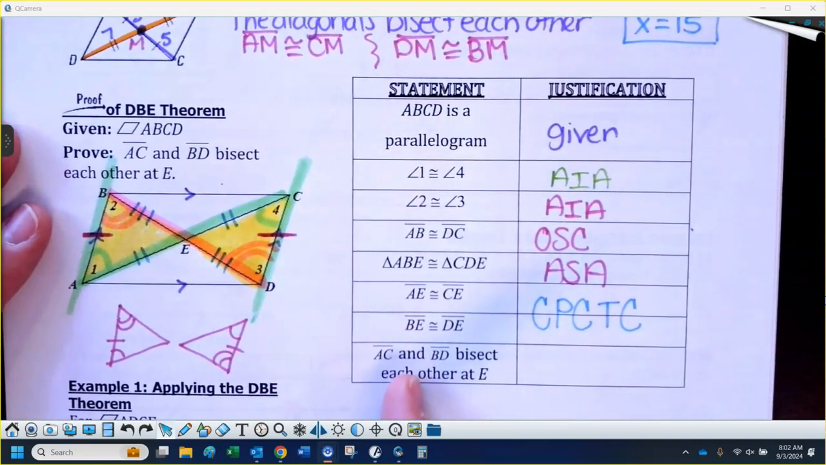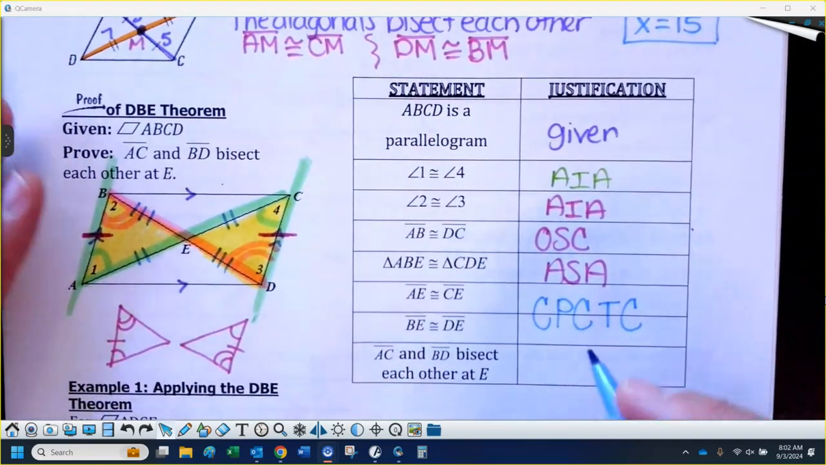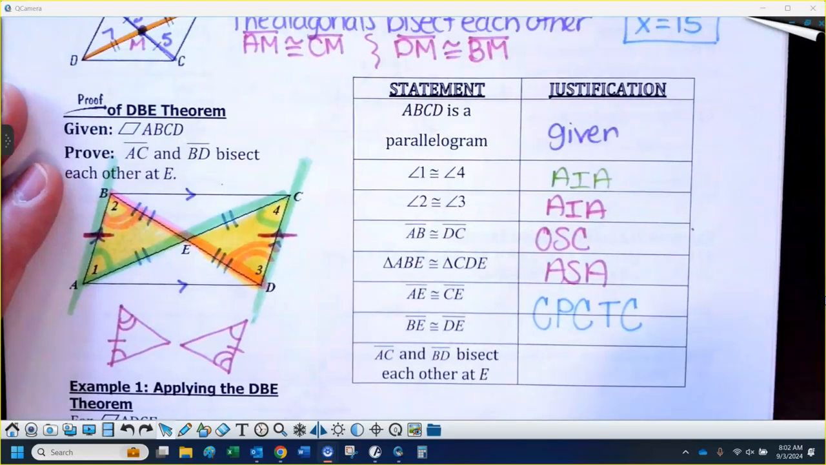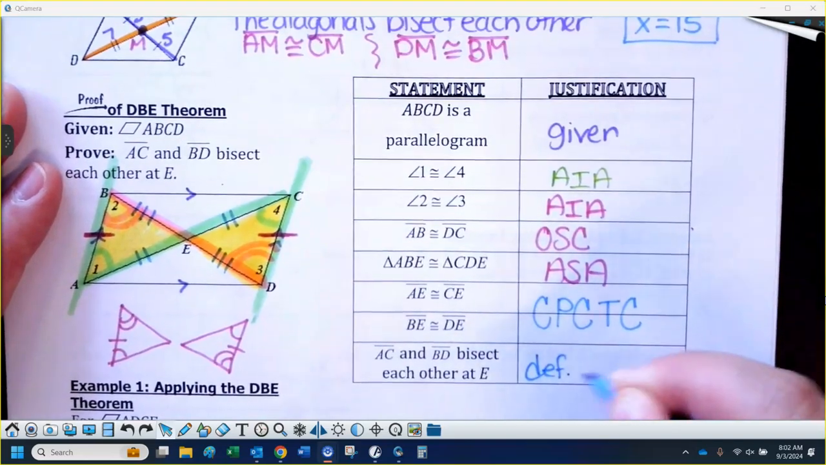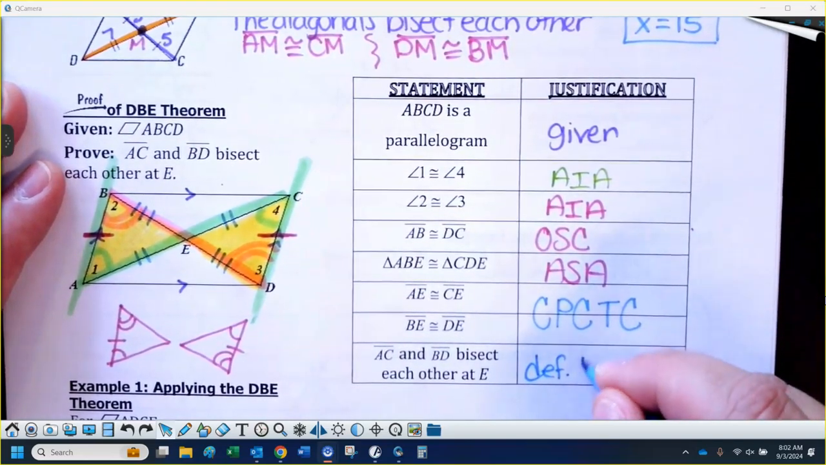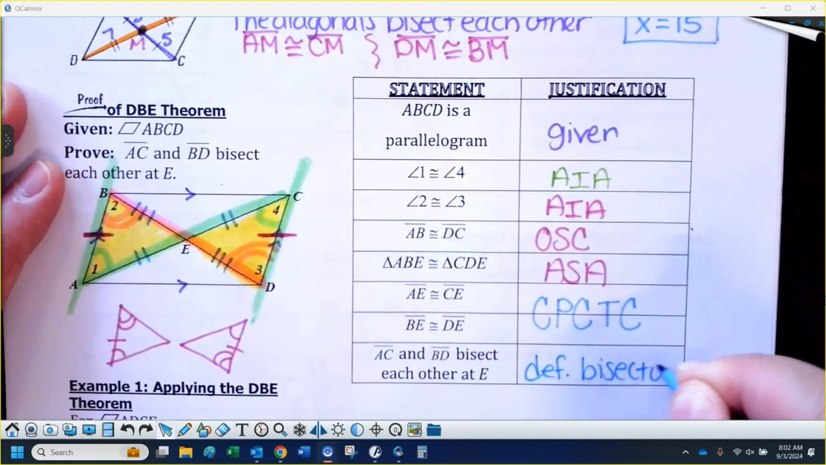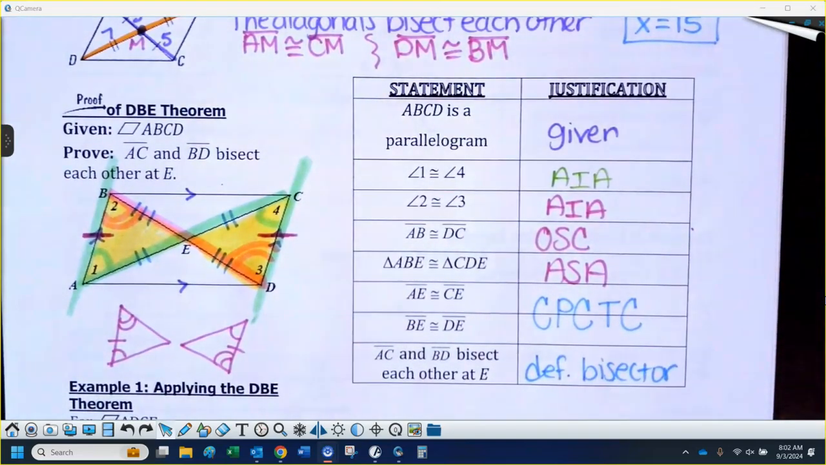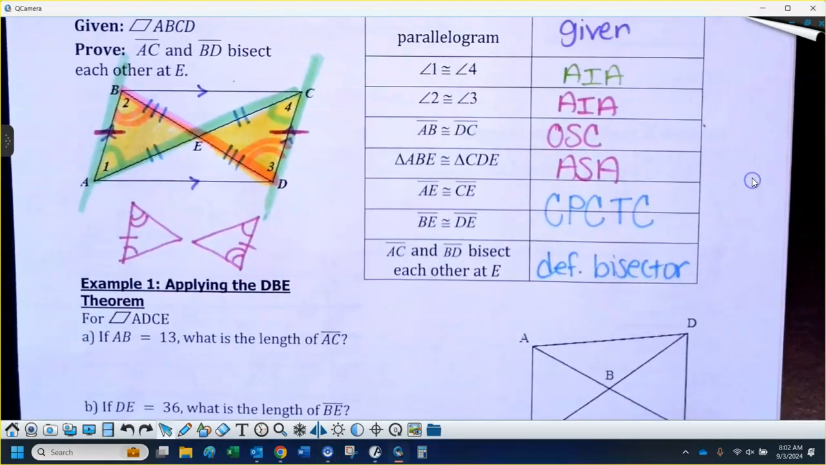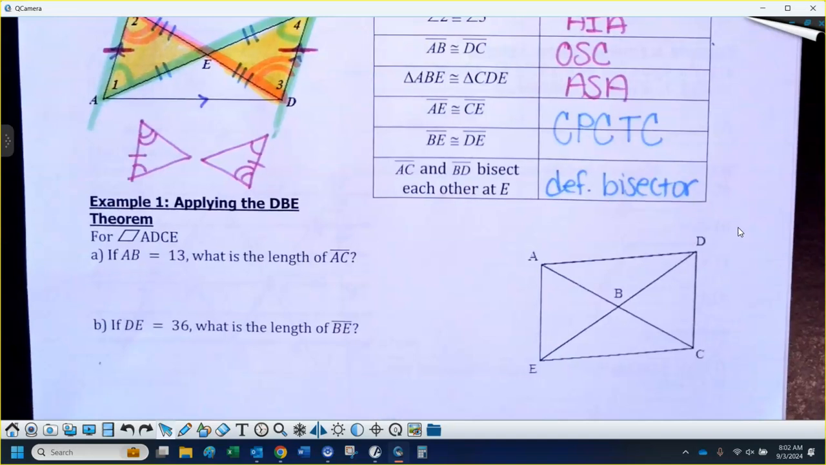So it says AC and BD bisect each other at point E. Point E would be your midpoint. This is just the definition of a bisector. It creates two equal pieces in between. So now that we know that, we're going to actually use it to do some problems.